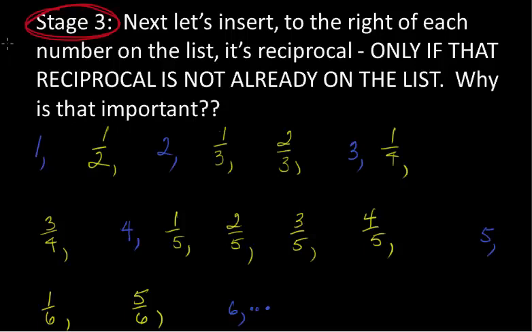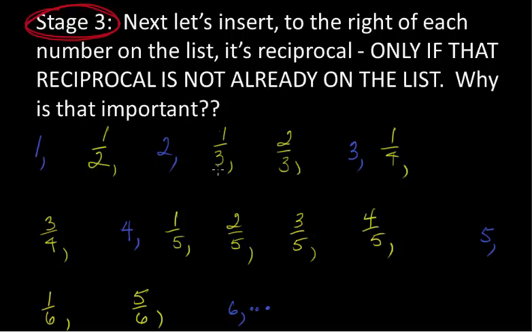We need a method to making the list. So to the right of each number on the list, let's put its reciprocal. Only if that reciprocal is not already on the list. Remember, I'll tell you as we go along. Let's do this in red. And the reciprocal of 1 is 1. I don't need it. The reciprocal of 1/2 is 2. It's already there. The reciprocal of 2 is 1/2. Nope.